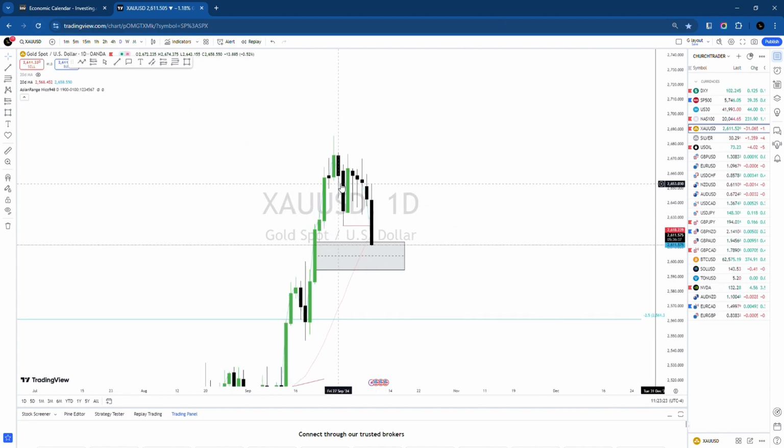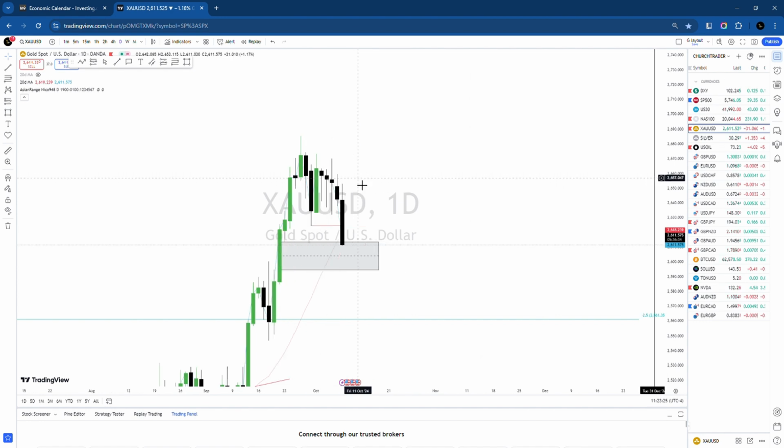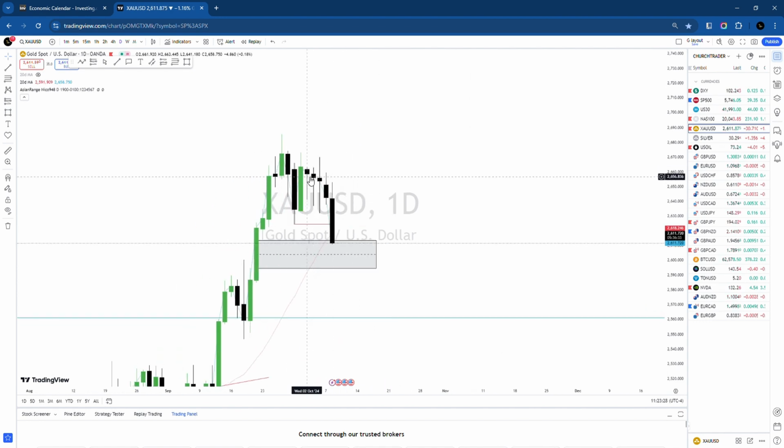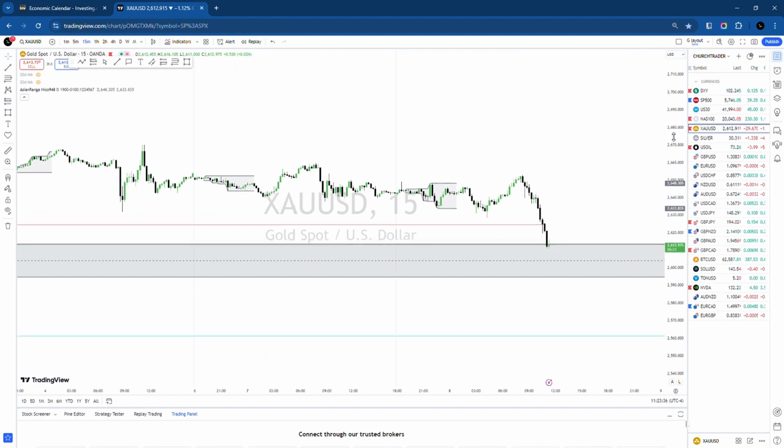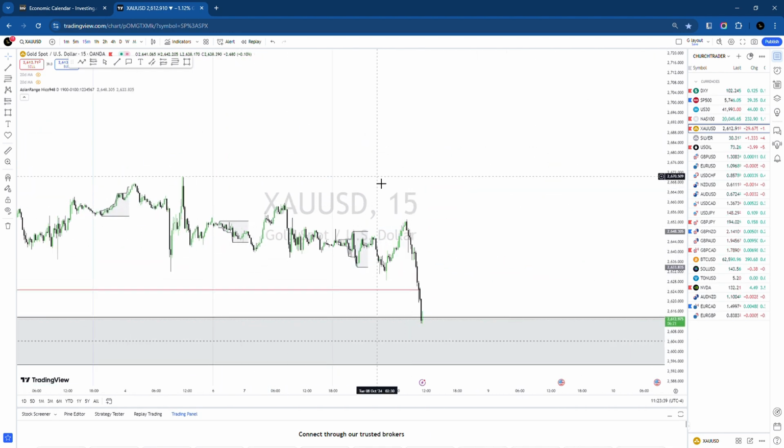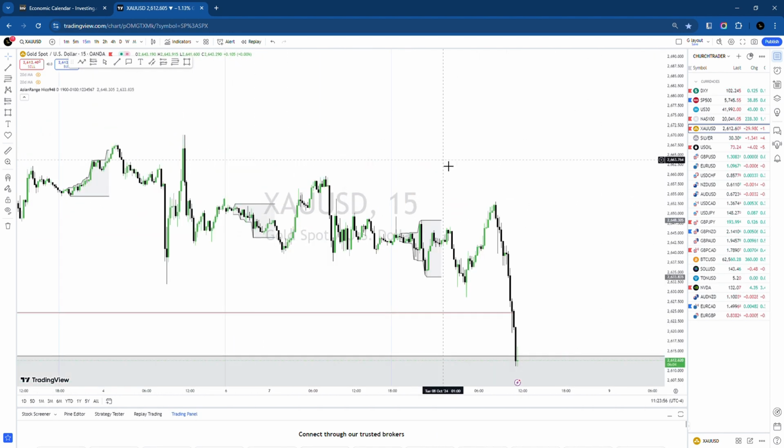Going down to the daily time frame, we've had some bearish candles all through last week. So today's trade was a trade I took with ICT concepts, right? So I trade ICT concepts. So this is how I took the trade.